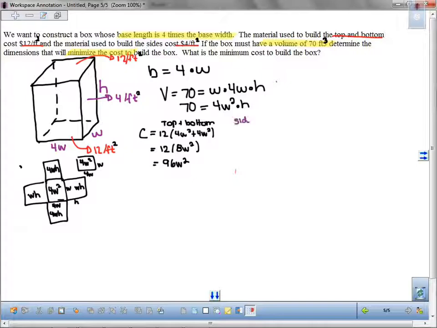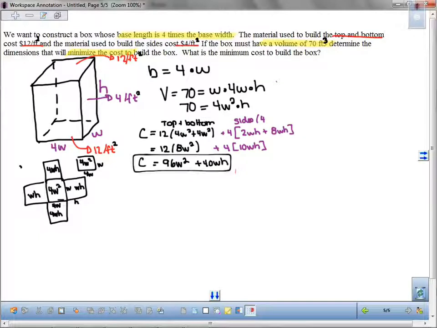Okay, the sides cost $4, so it's going to be $4 times whatever their side length is. So it's going to be 2WH and 8WH. So I have a total of 10WH. So if I add them, I get 40WH. So there's my cost equation.